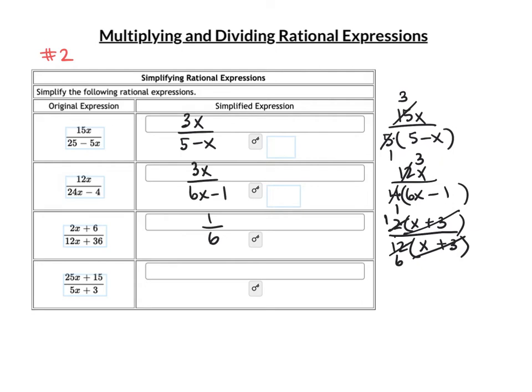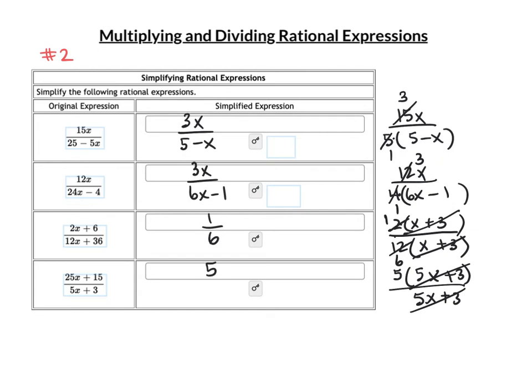And the last one, the numerator has a GCF of 5. 5 times 5x plus 3. The denominator is just 5x plus 3. And these cancel because anything divided by itself is 1. And my answer is 5.